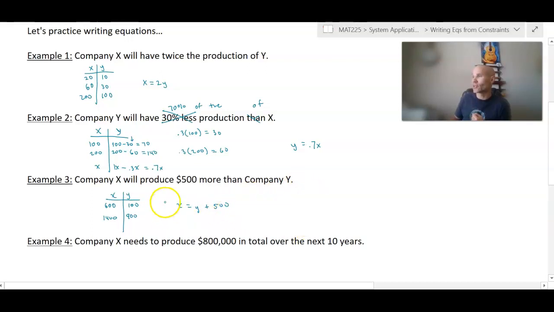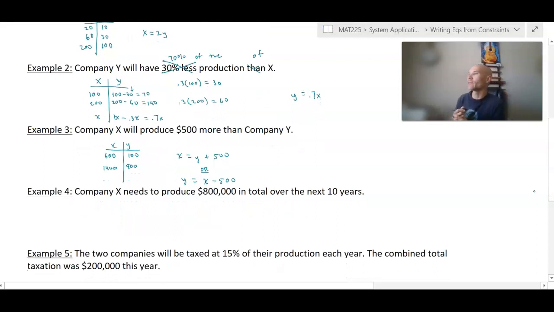Another way of doing this, and you can actually see it algebraically, you could subtract 500 over. Y will produce whatever X produces, but $500 less than that. Right? So if X produces 500 more, then Y produces 500 less. And these are both totally valid statements. They're equivalent equations.